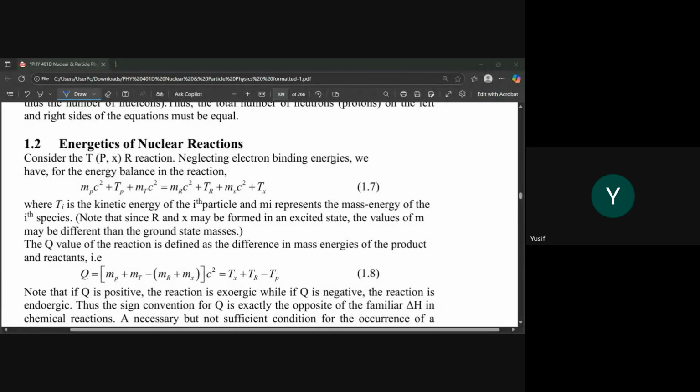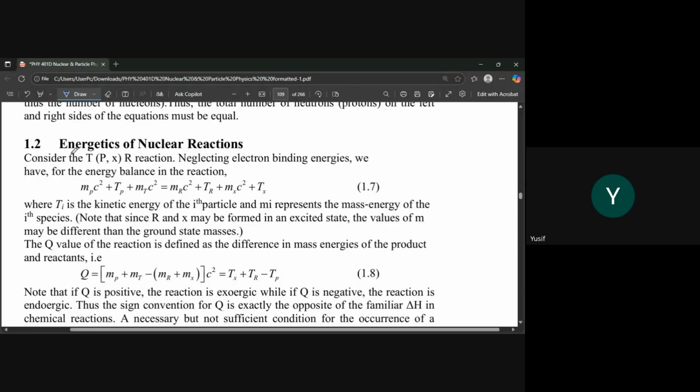And when you do that, you first find it for the one at the left-hand side. When you are done, you do the right-hand side. And in the case where you realize the energy at the left-hand side is not the same as the one on the right-hand side, then the excess will be the energy that was produced.